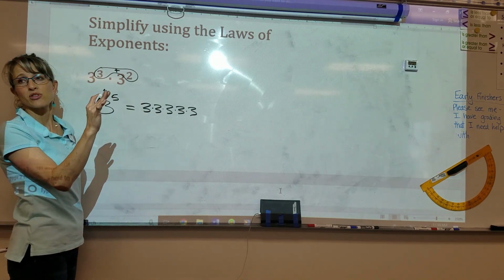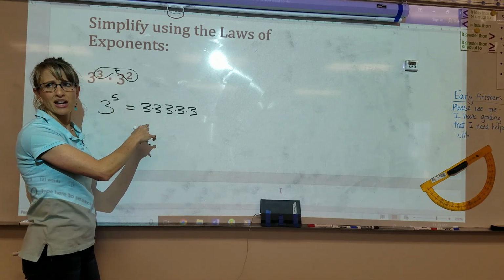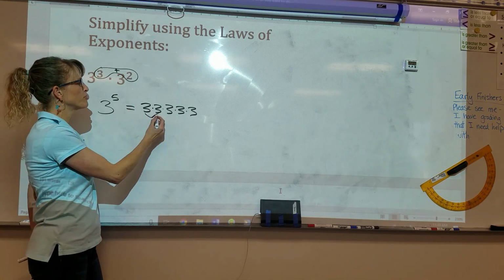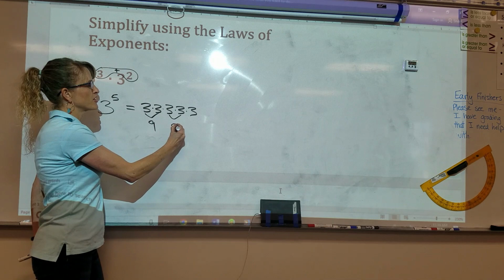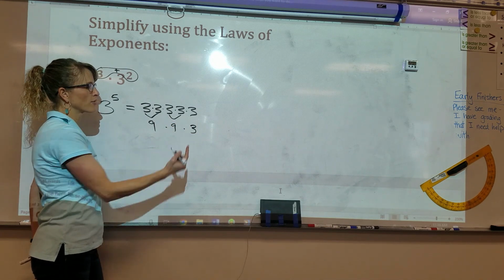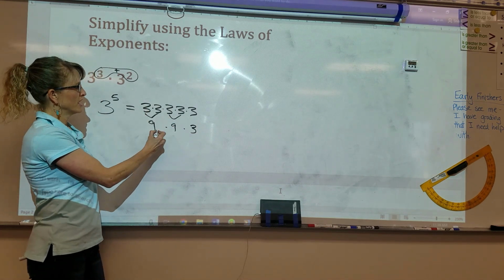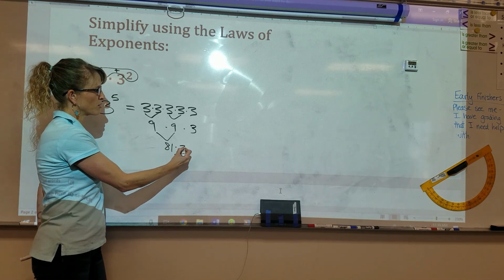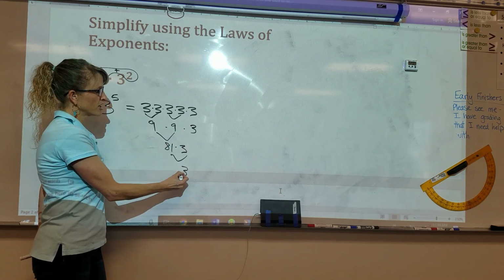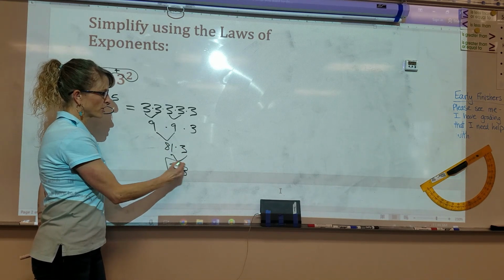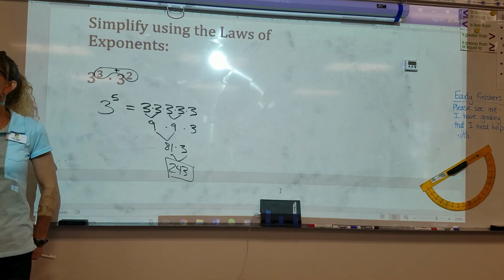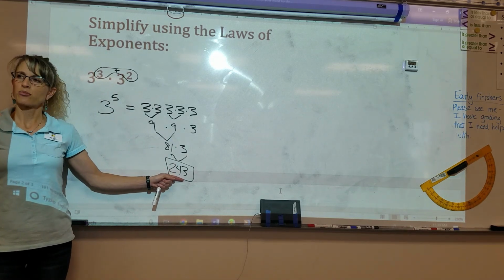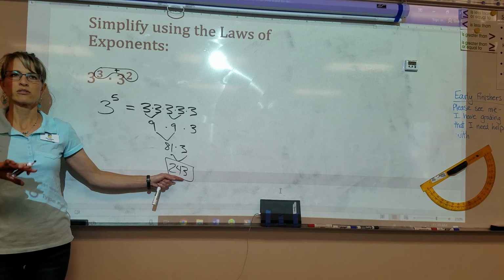So here are some students who've had trouble with this today. They're like, I don't know how to do that. They get a little lost. So group them into pairs. There's a 9, there's a 9, and there's a leftover 3. Work vertically. 9 times 9 is 81, times 1 more 3. 3 times 1 is 3, 3 times 8 is 24, 243. That's the simplified answer because it's the most simple way to write it. Solved for a final answer.